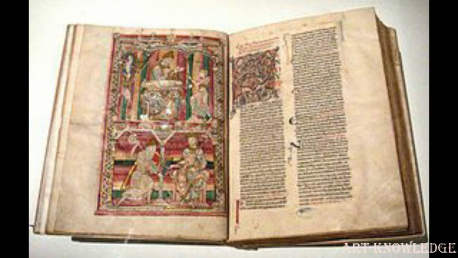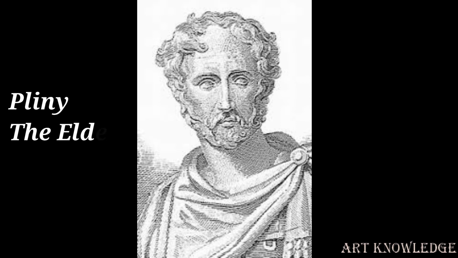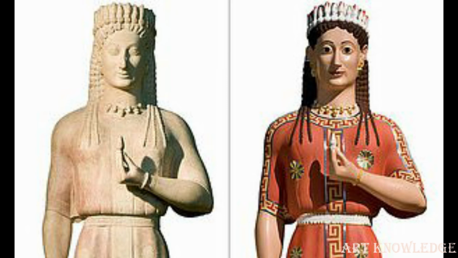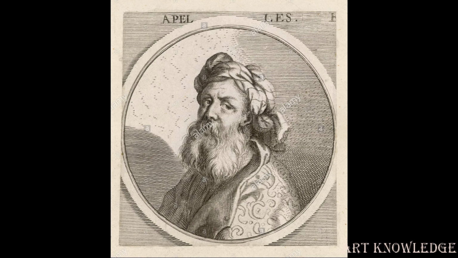Now let's talk about the earliest surviving writing on art. These are the passages in Natural History written by Pliny the Elder. It concerns the development of Greek sculpture and painting. From them, we can trace the ideas of Xenocrates. He was a Greek sculptor who was perhaps the first art historian. We can also trace passages about techniques used by the painter Apelles.